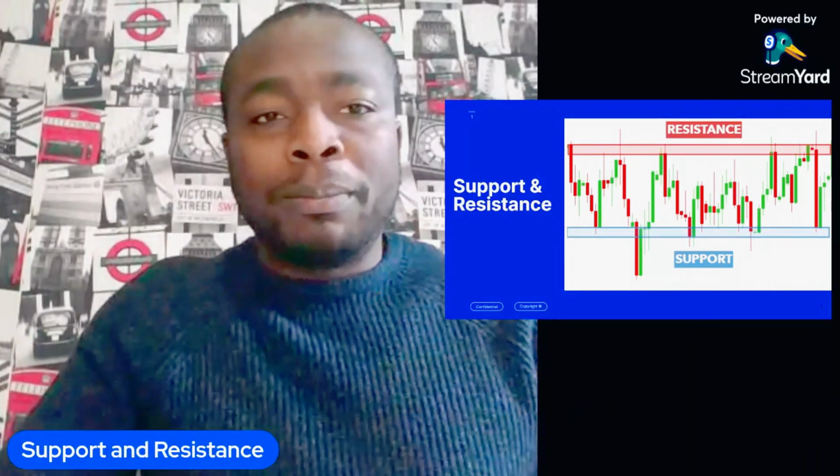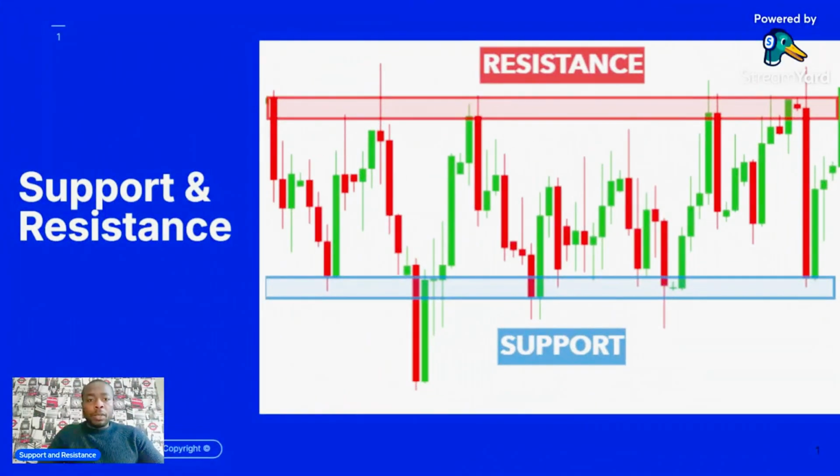I'll be showing you how to use support and resistance on a live chart, how to spot them, when to use them, and what candlestick prices you would see that will make your support and resistance level very valid for you to take entries or exits into a trade. So without much ado, let's jump straight into it.